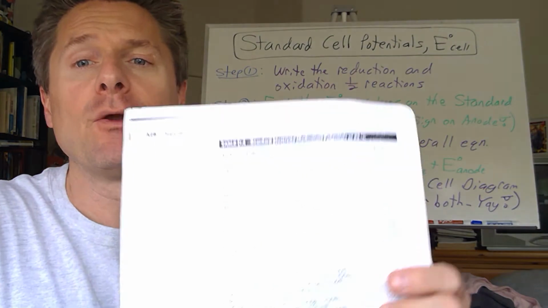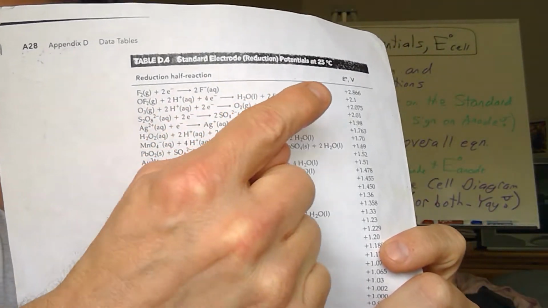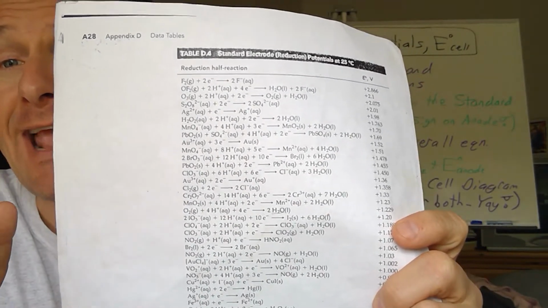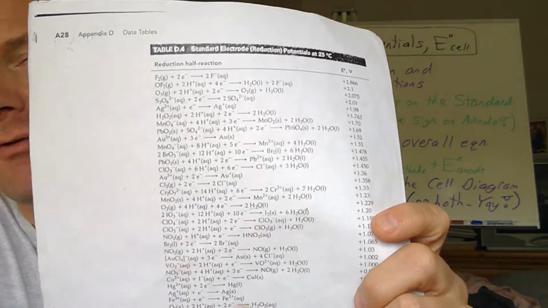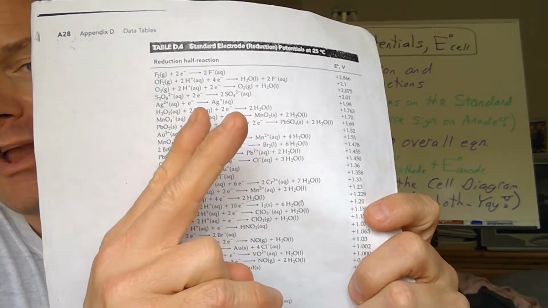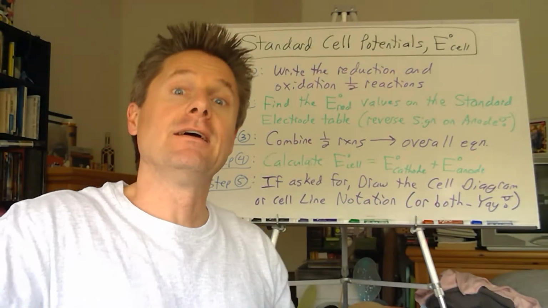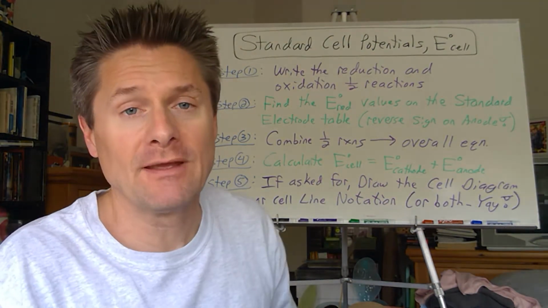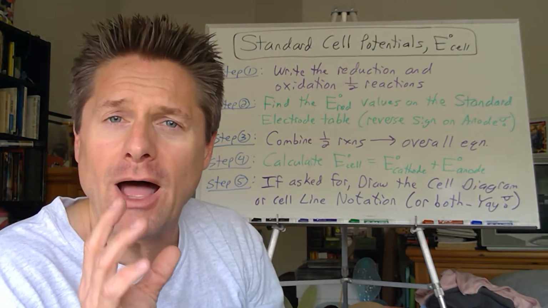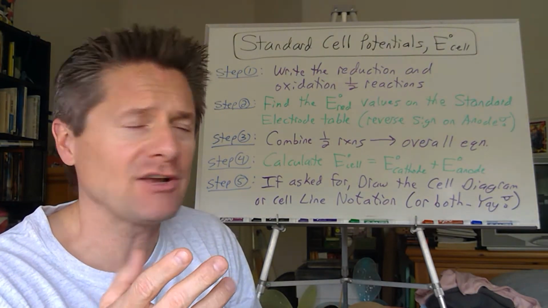Remember, the reduction half reaction will be written as stated, because these are reduction potentials under standard conditions. The oxidation one at the anode will be flipped. These are all for cathodes. So if you have the anode, it's the same equation just backwards, which means we have to change the sign on that if you do it the way I do it. So find and write down your reduction half reaction. Find and write down your oxidation half reaction with the electrons.